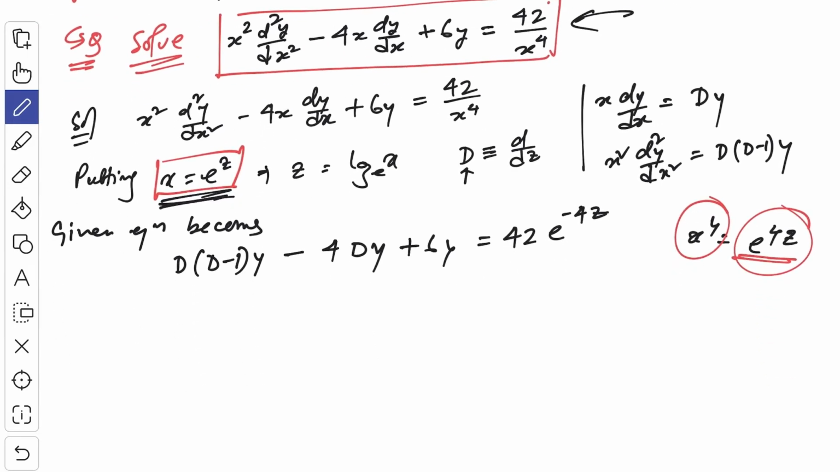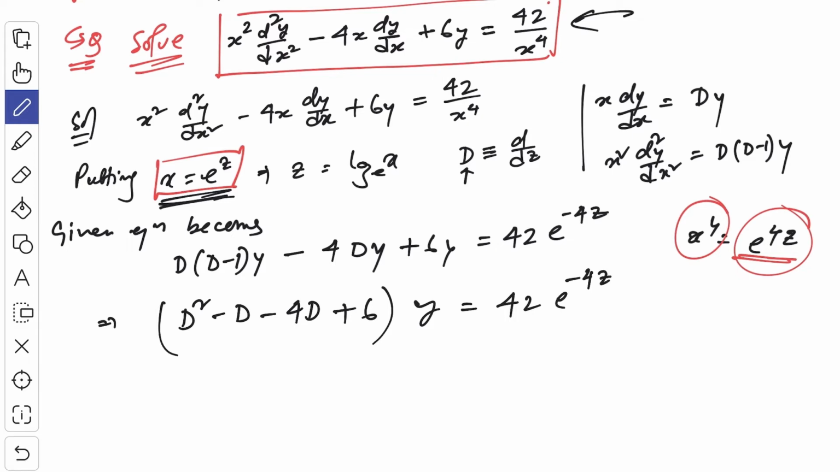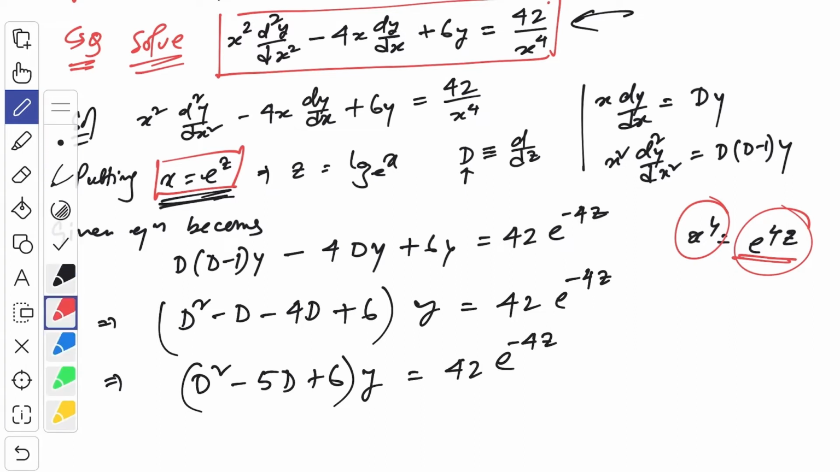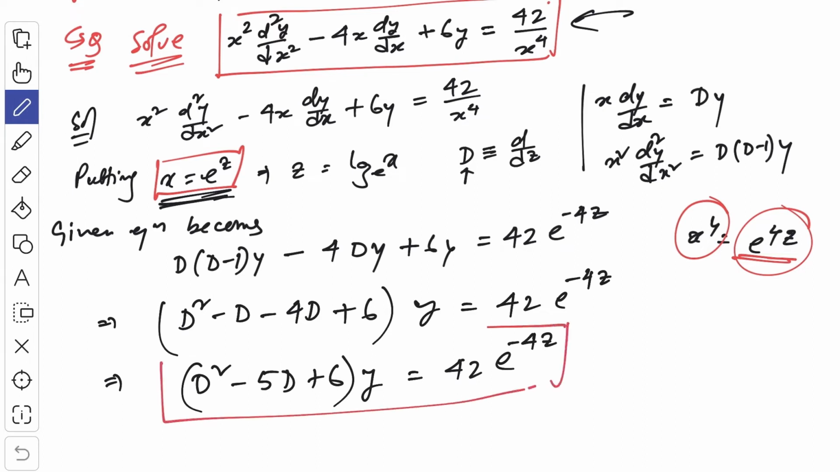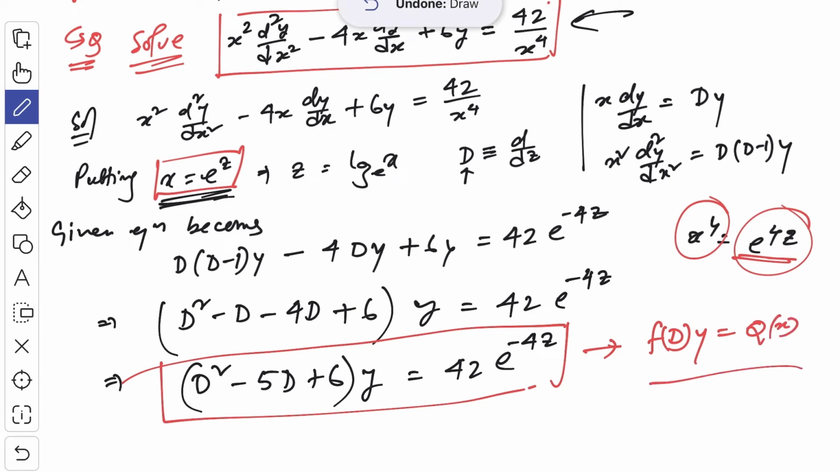Now let's scroll down. Here this can be written as D square minus D minus 4D y, plus 6y equals 42 e to the power minus 4z. So this is D square minus 5D plus 6 y equals 42 e to the power minus 4z. Here you see this equation is now reduced to the form f of D y is equal to Q of x or phi of x, whatever you can take. So this form.